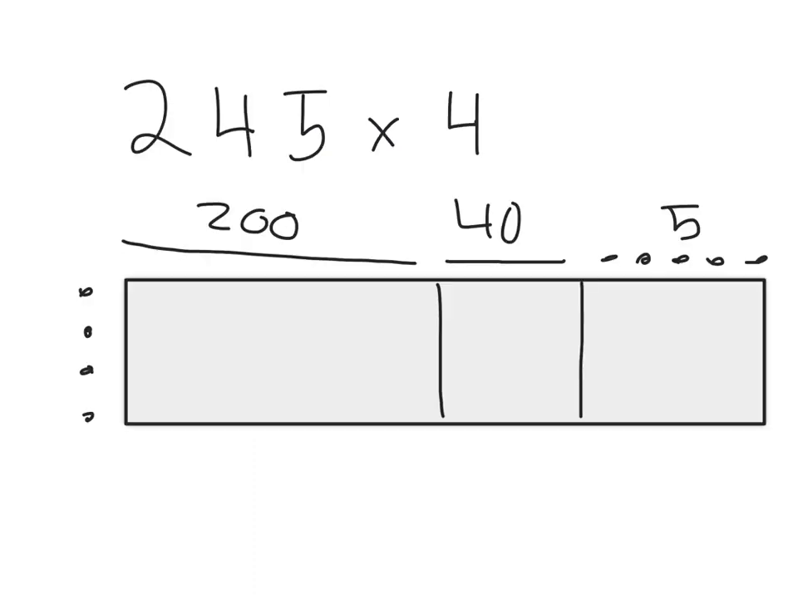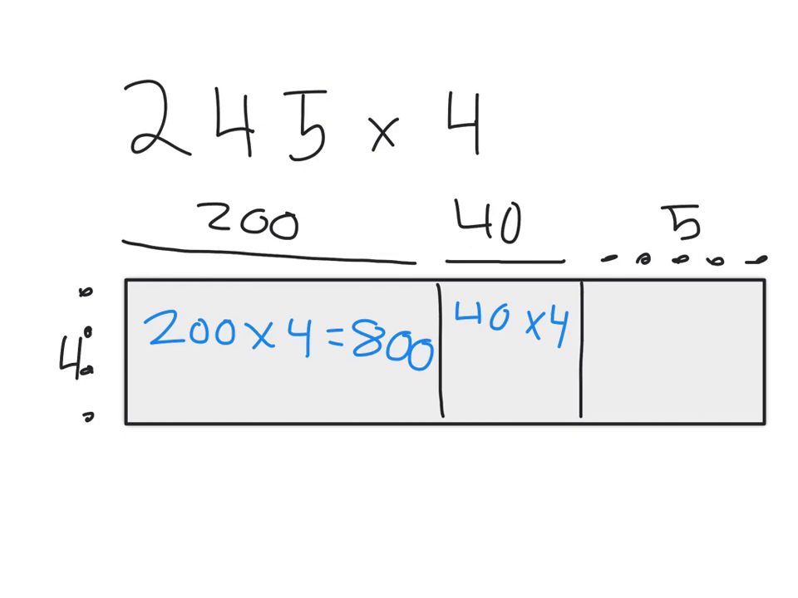So in this model, I've went ahead and set up 245 times 4. As you can see going across the top, we have our 200, our 40, and our 5. And on the side, we have our 4, which needs to be labeled and then is not. Oops. So now we're going to go ahead and fill in some equations that can be used to represent the areas of the box. That first box is 200 times 4. And 2 times 4 is 8, so 200 times 4 is 800. In the next box, we have 40 times 4. 4 times 4 is 16, so it's 160.